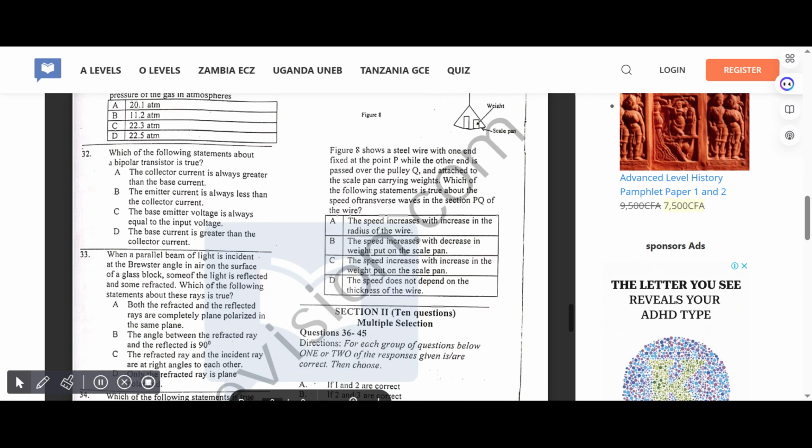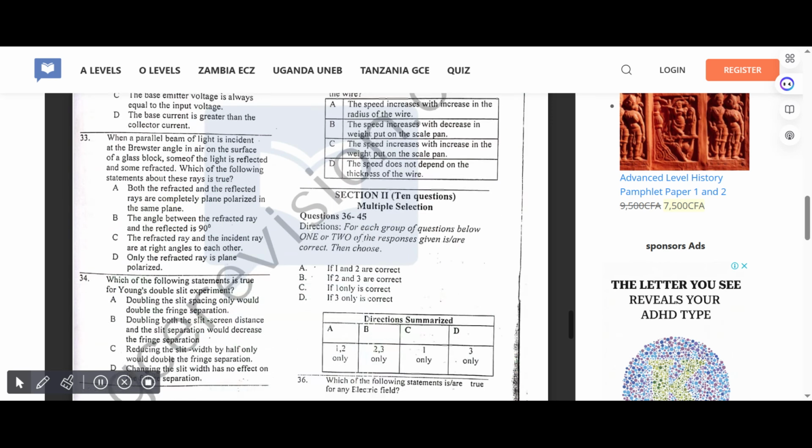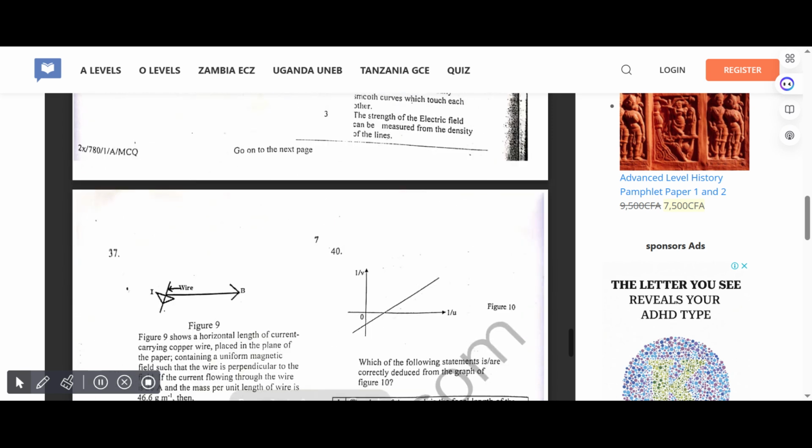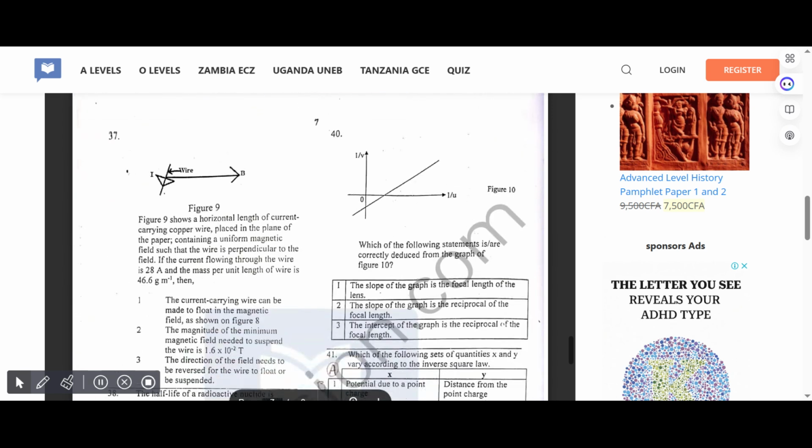So from here they say for each group of questions below, one or two of the responses given is true or are correct. Then choose. I'm going to just give you the answers of these ones, so you can read them after by yourself or watch the video as you're watching and see what it's all about. Correct answer for 36 is D. Correct answer for 37 is A.